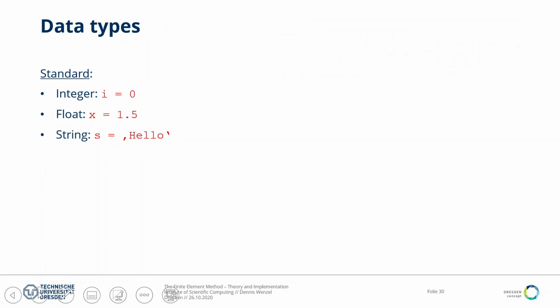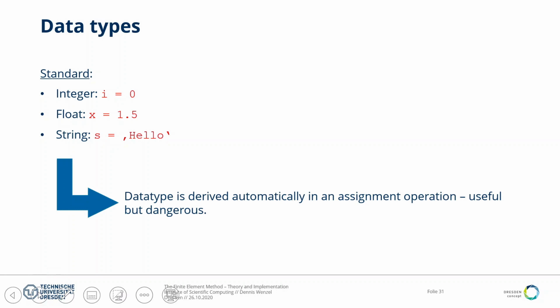Let's take a quick look into data types, because that's something fundamental for every programming language. Of course, you have these standard data types also in Python. So we have integers, floating point numbers, and strings. What you see here is quite different compared to, for example, C++ or Java or other higher programming languages. You don't explicitly define I to be an integer, X to be a float, or S to be a string. You just have an assignment, and derived from the data type right of the equal sign, you assign the data type of the variable I.